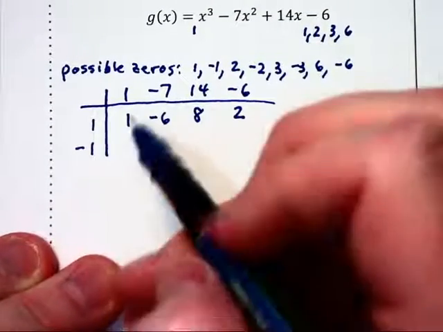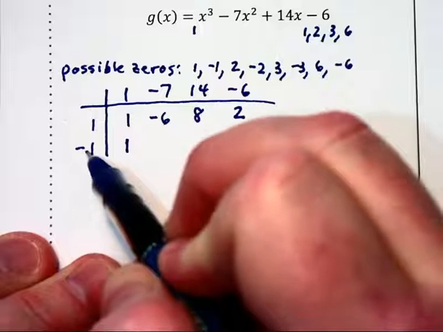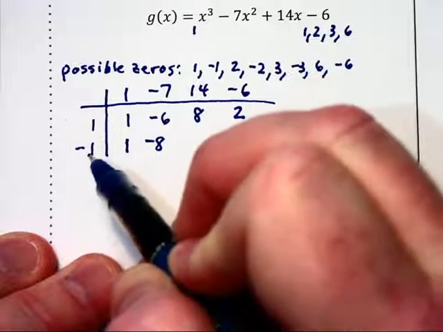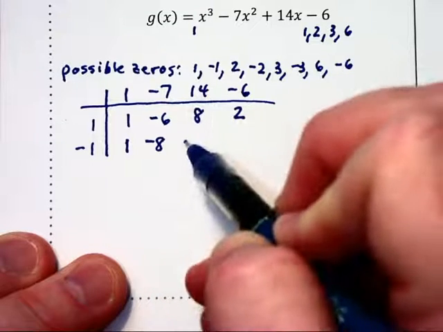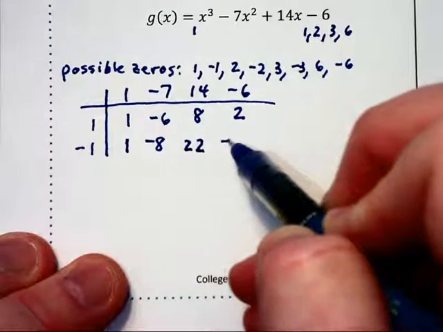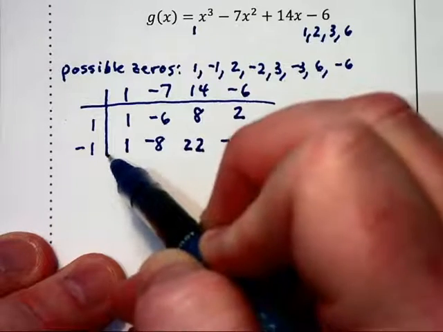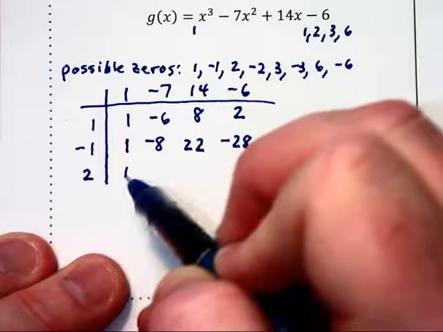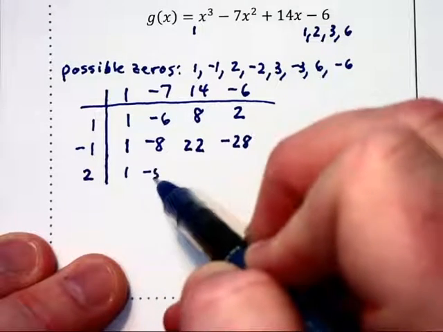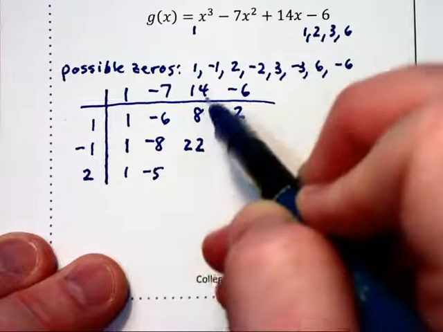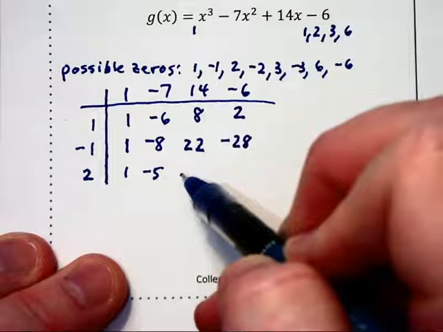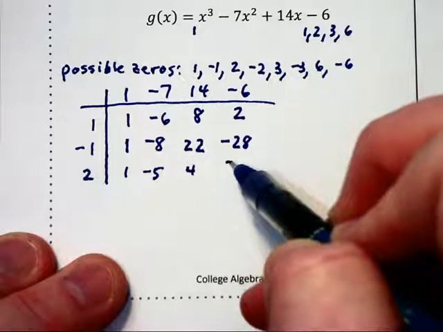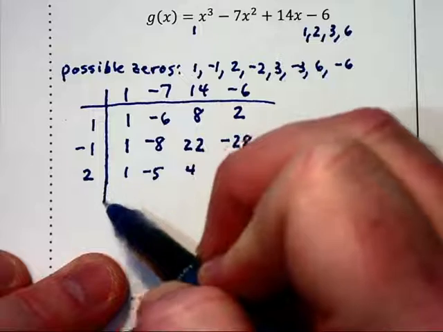Here we go. Bring down our leading coefficient of 1. Negative 1 times 1 is negative 1, plus the negative 7 at the top is negative 8. Negative 1 times negative 8 is 8, plus that 14 is 22, and this is not looking very hopeful for us. So we continue on with our chart, and we try 2. Bring down the 1. 2 times 1 is 2, minus that 7 is negative 5. 2 times negative 5 is negative 10, plus that 14 makes positive 4. 2 times 4 is 8, minus that 6 is 2 again. Bummer. So we keep on trying.